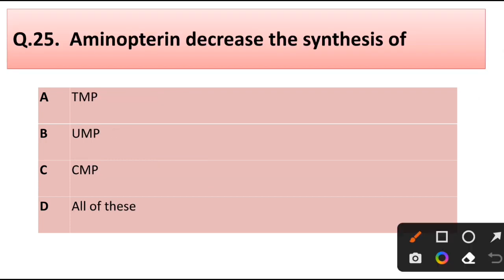Question number 25. Aminopterin decreases the synthesis of TMP, UMP, CMP, or all of these. Correct answer is option A, TMP.